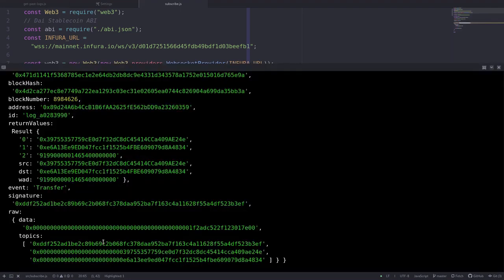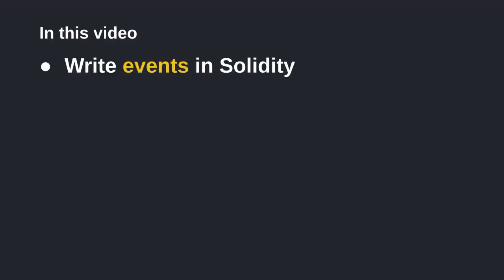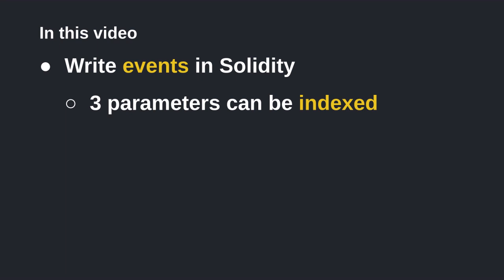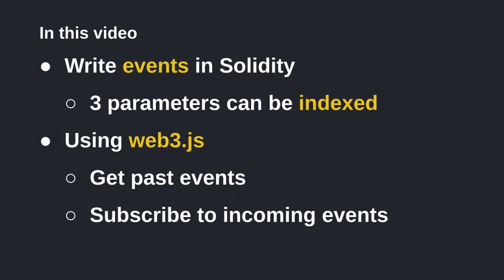Here I've been running the script for a few minutes and you can see that some of the logs were printed out. I'll upload this code onto GitHub and provide the links in the descriptions below, so feel free to play around. In this video, I showed you how to write events in Solidity. You can pass in parameters into an event and 3 of the parameters can be indexed. By indexing a parameter, you'll be able to quickly filter out past events. And using Web3.js, I showed you several demos of how to get past events and how to subscribe to incoming events.